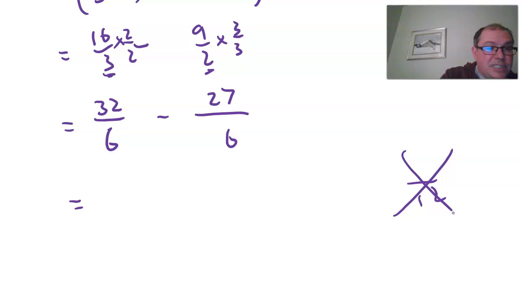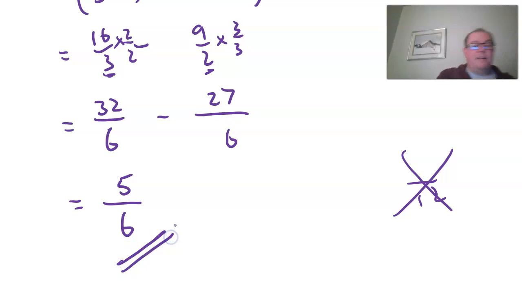So I've got 32 sixths minus 27 sixths. So clearly I'm counting sixths. And how many of them have I got? 32 minus 27 is 5. And that's it. 5 sixths. So that's how to add and subtract mixed fractions.